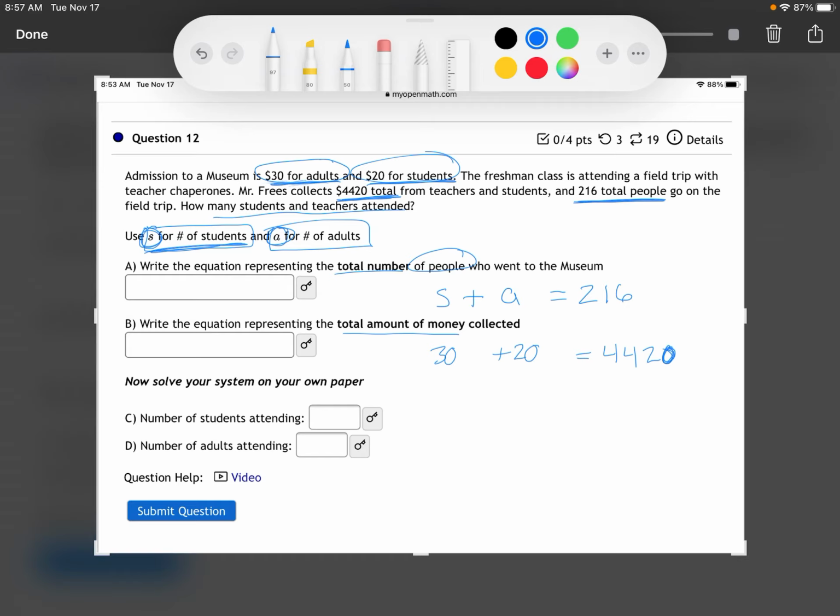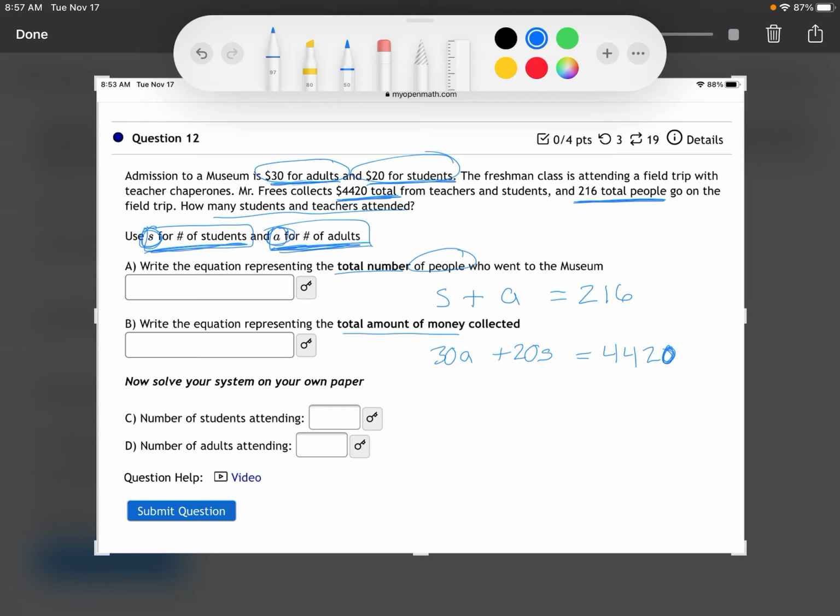If it was 2 adults, it'd be 30 times 2. If it was 3 adults, it'd be 30 times 3. We don't know how many adults went, but we have a variable for that. We know A is the number of adults that went. So $30 for adults is going to be 30 times A, and that is how much money he collected from adults, and $20 from every student, so 20S, all together equals 4,420. So those are my two equations.